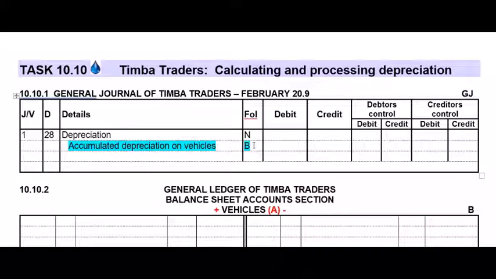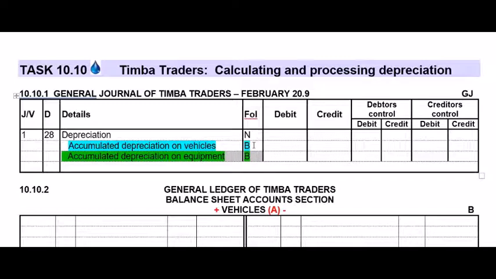And then the depreciation for equipment will be credited to what we call accumulated depreciation on equipment, also balance sheet section. Okay, now we only have one depreciation debit. Remember, we will add the total depreciation from vehicles and equipment together and debit it to depreciation. It must always look like this. Okay, so don't have two separate journal vouchers.